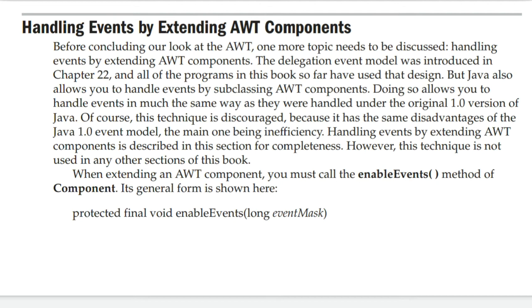Handling events by extending AWT components is described in this section for completeness. However, this technique is not used in any other sections of this book. When extending an AWT component, you must call the enableEvents method of Component. Its general form is shown here: protected final void enableEvents(long eventMask).